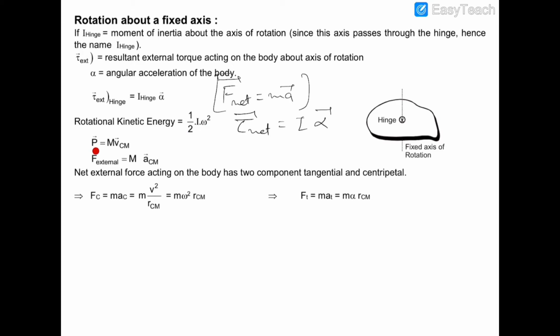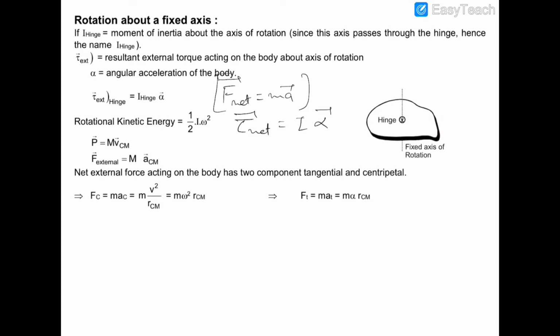Now the momentum p is equal to m into vcm, where p is the momentum of the system, m is the mass of the system, and vcm is the velocity of the center of mass of the system. Now the external force F external is equal to m into acm, where m is the mass of the system and acm is the acceleration of the center of mass of the system.